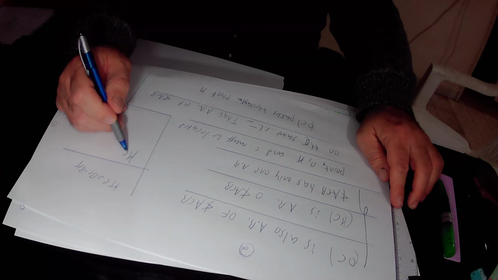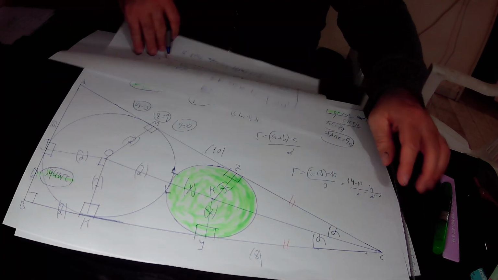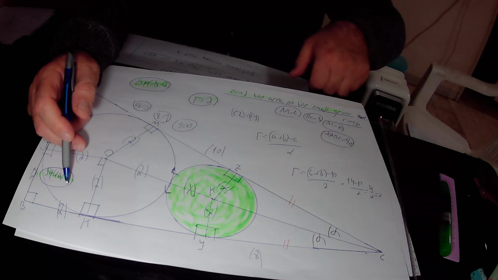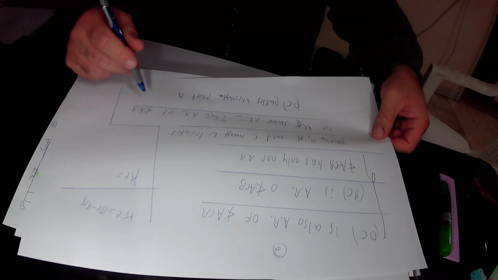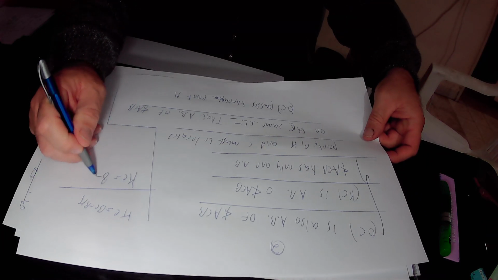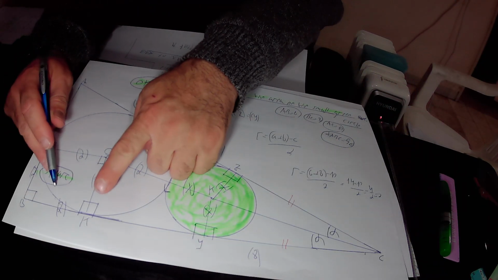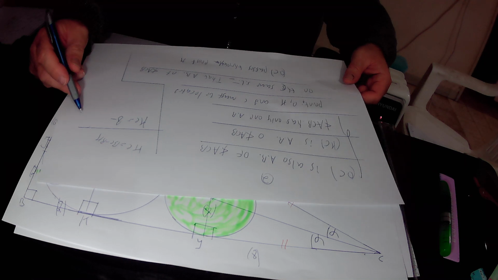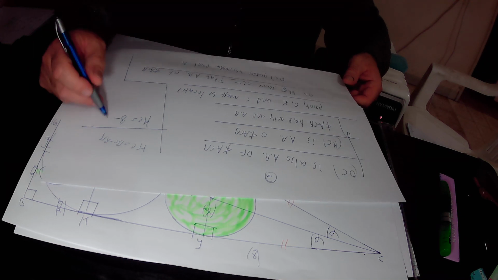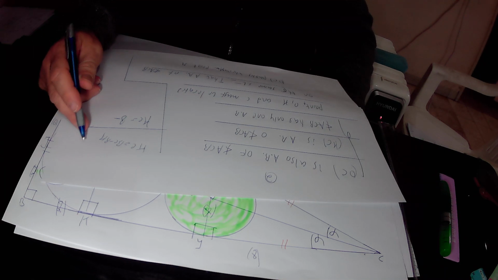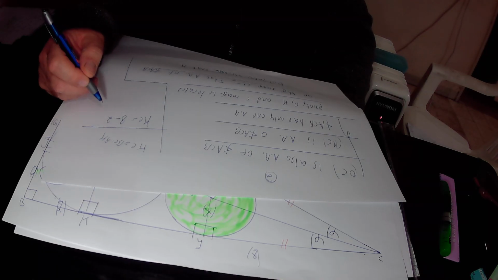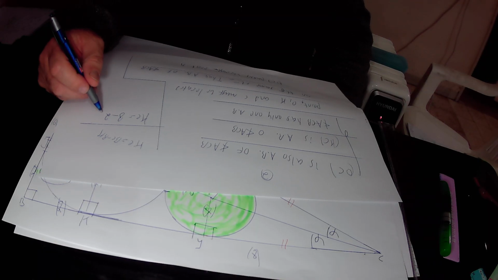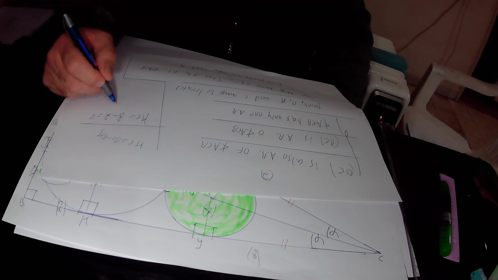So KC equals BC, which is 8 according to what is given in the question, minus BK. BK is 2. It's not the radius, but it equals 2. So in total, KC equals 8 minus 2, that is 6. KC equals 6 units in length.